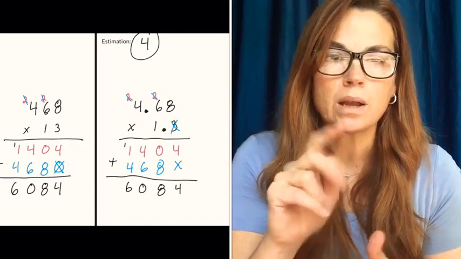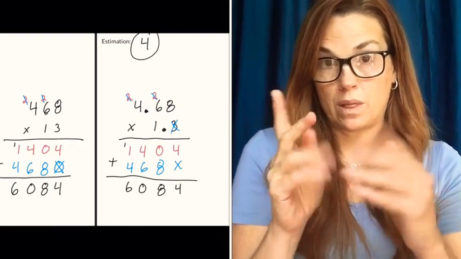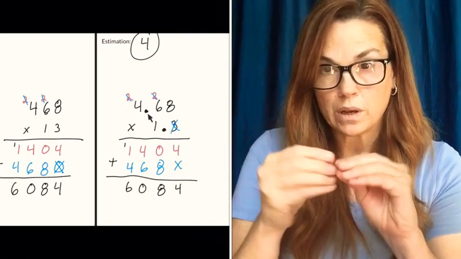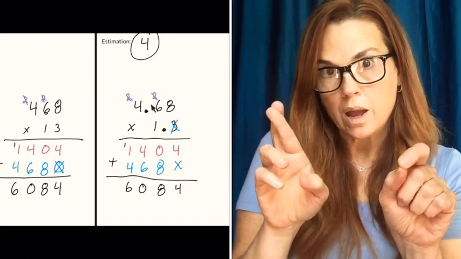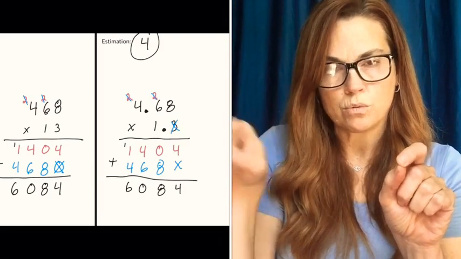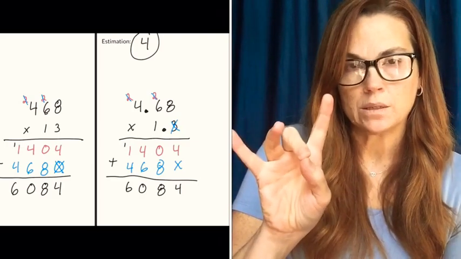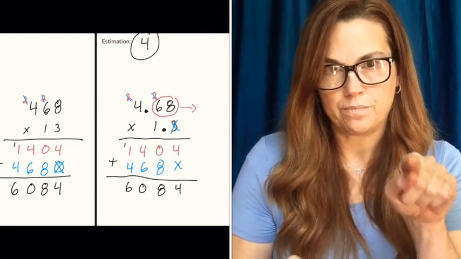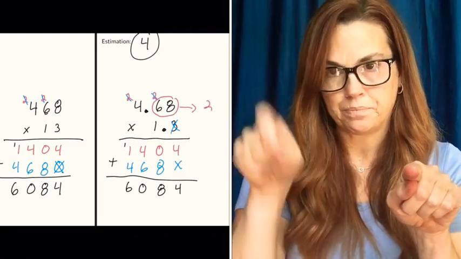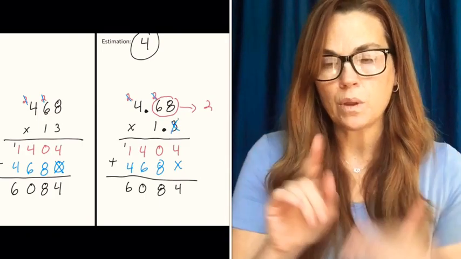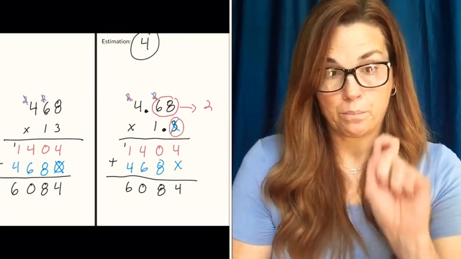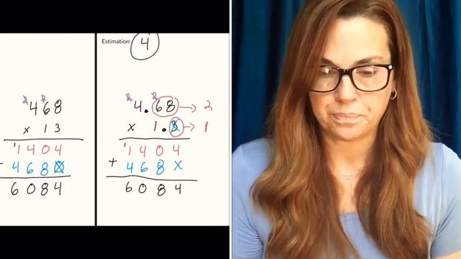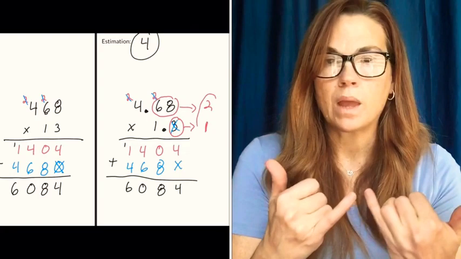So I still get the same number, but now we need to take into account that we have a decimal. So at the very end, what we need to do is circle all of our digits to the right of the decimal. So for 4.68, I have 2 digits to the right of my decimal. So I'm going to circle it, and I'm going to put a 2 because there's 2 digits. And then for 1.3, I only have 1 digit to the right of my decimal. And then what we would do with these two numbers is add them.